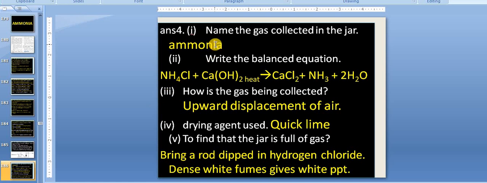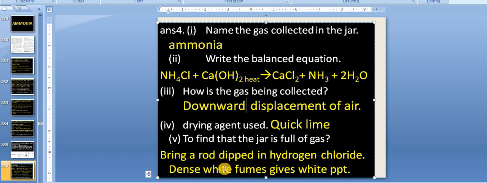So the gas is ammonia, and the reaction is given here. I have mentioned heat here, so please don't forget that. How is the gas being collected? Ammonia is lighter, so downward displacement of air. Okay, fine. Next, the drying agent is calcium oxide. And to know the jar is full, we have to bring a rod dipped in concentrated hydrochloric acid.